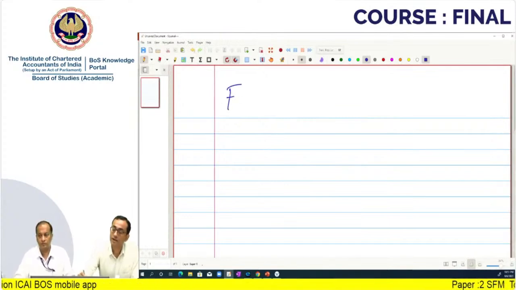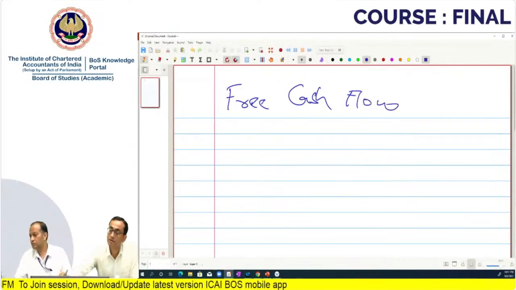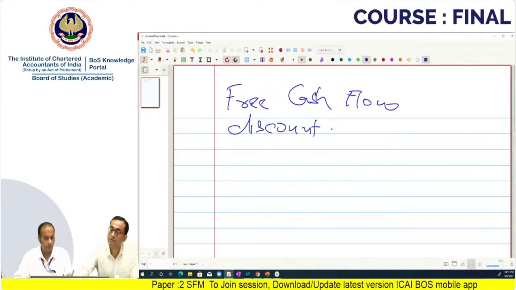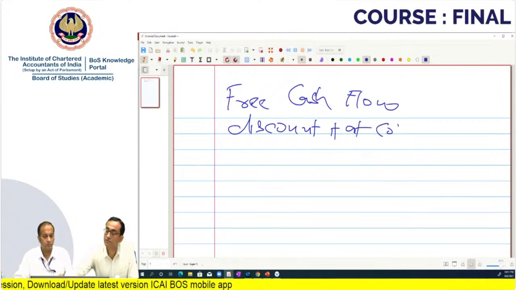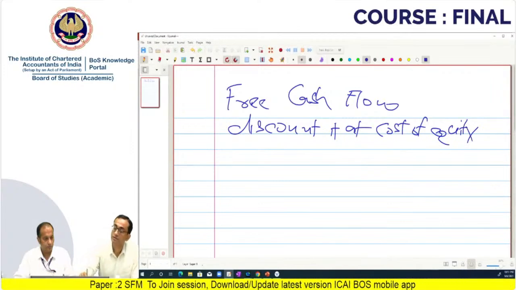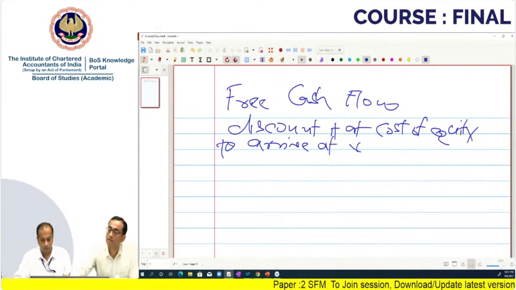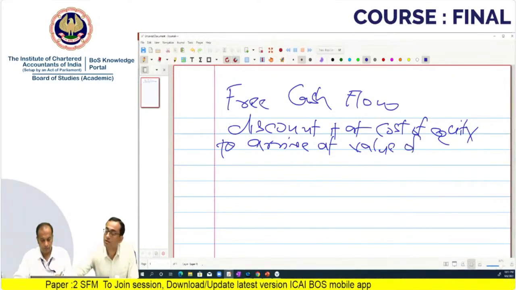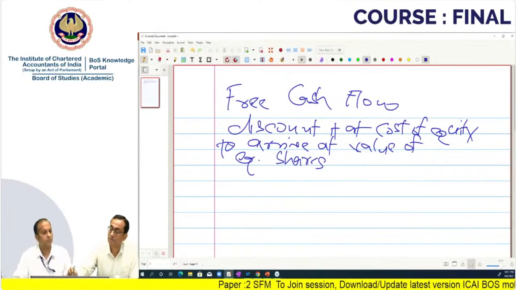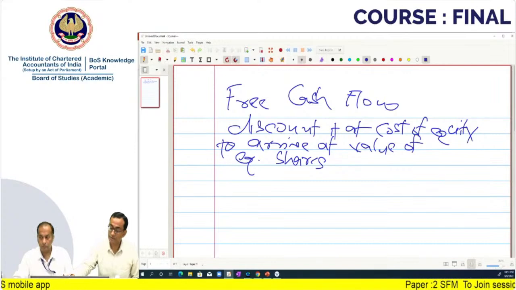So after arriving at the free cash flow, you discount it at the cost of equity, which is the discount rate, to arrive at the value of equity shares. So this is the valuation of equity shares on the basis of the free cash flow method.